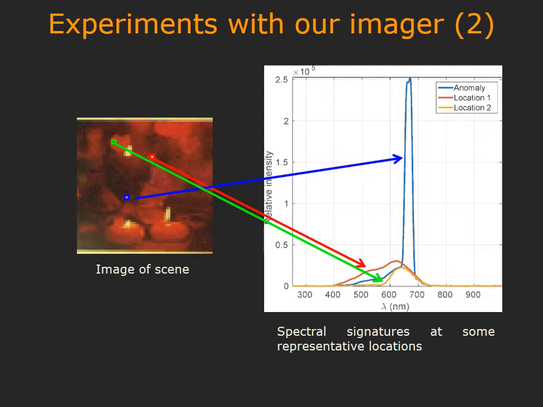We show different spectral signatures at 3 different locations. Notice that the anomalous pixel has a strong peak in the red region corresponding to the narrow band of laser light.